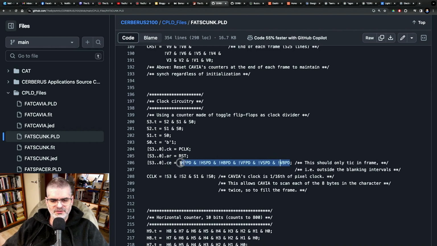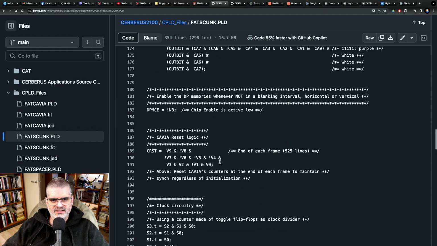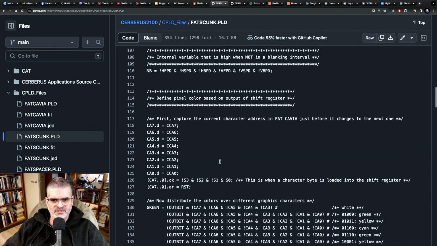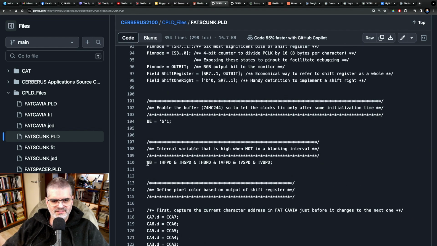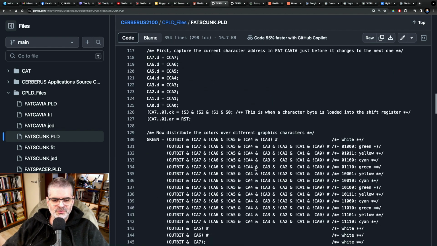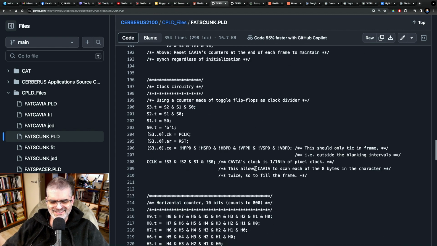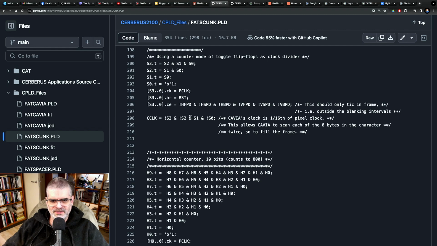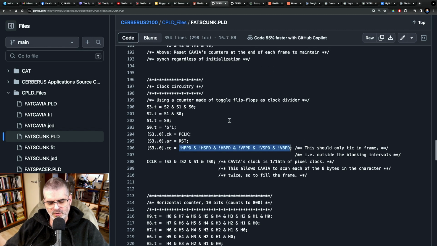This is exactly the same as the NB that I specified above. So I could have used NB down here as well, but I don't know why I did this. I just wrote it all out again. The compiler will optimize it. This is just NB. So the count is enabled when we are not blanking, because this counter refers to what is actually visible on the screen.